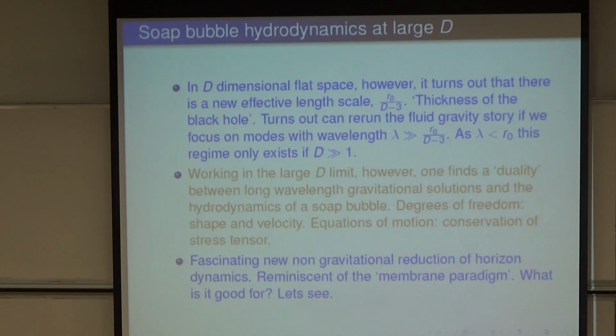Just like in the case of the AdS black holes, where we showed that the effective theory of gravity in this long wavelength limit was a set of non-gravitational equations, which is fluid dynamics in flat space, once again here you recover a set of non-gravitational equations. But these equations are sort of interesting. The variables of these equations are the shape of a membrane, a codimension 1 membrane, you think of it like a soap bubble, and the velocity field on this membrane. The equations of motion of this problem are the conservation of a stress tensor that is localized on this membrane.